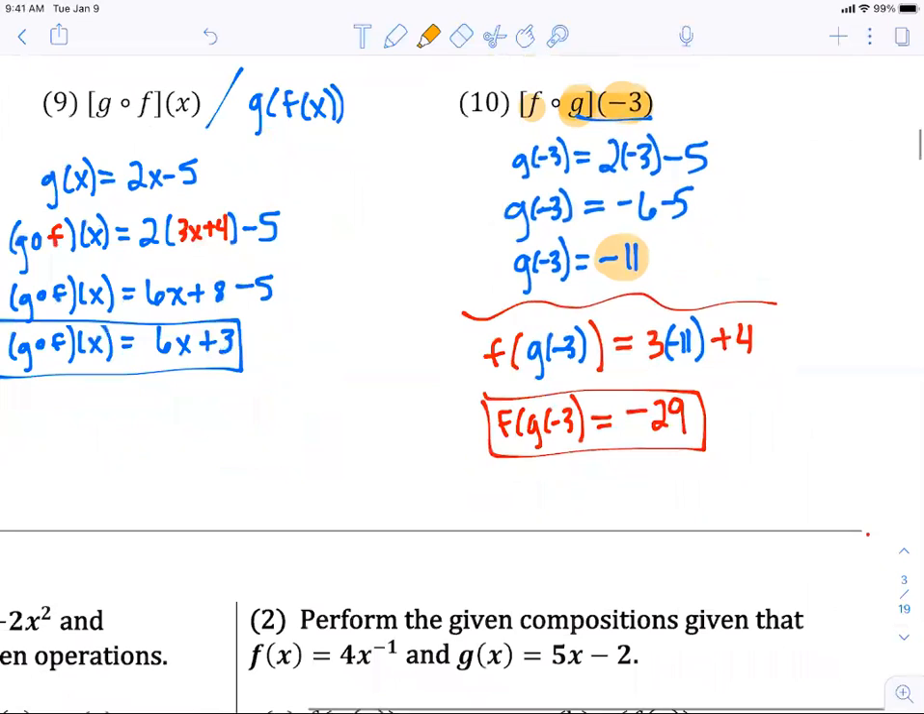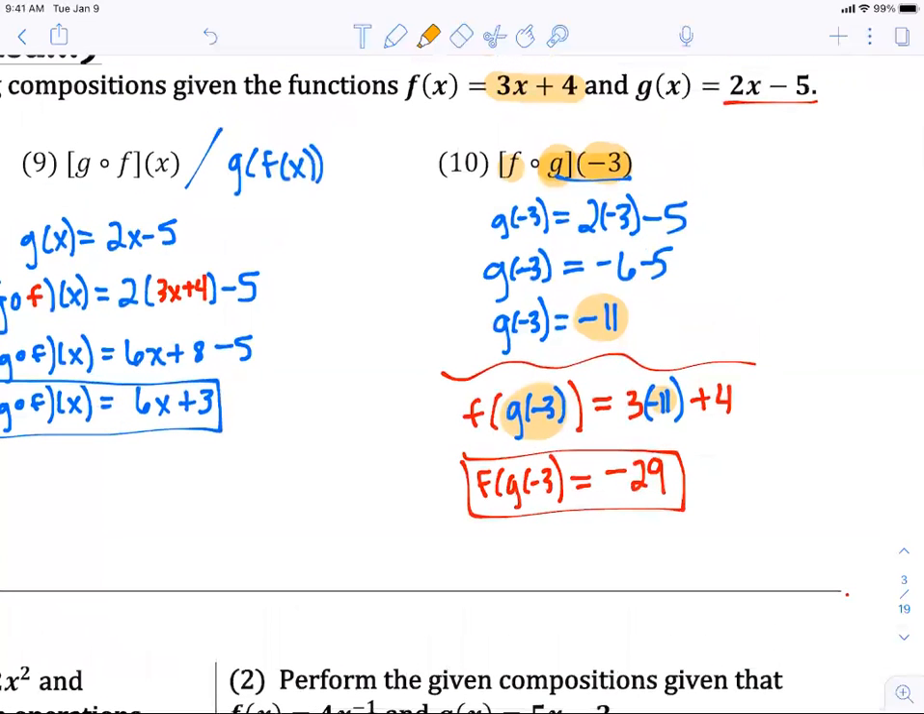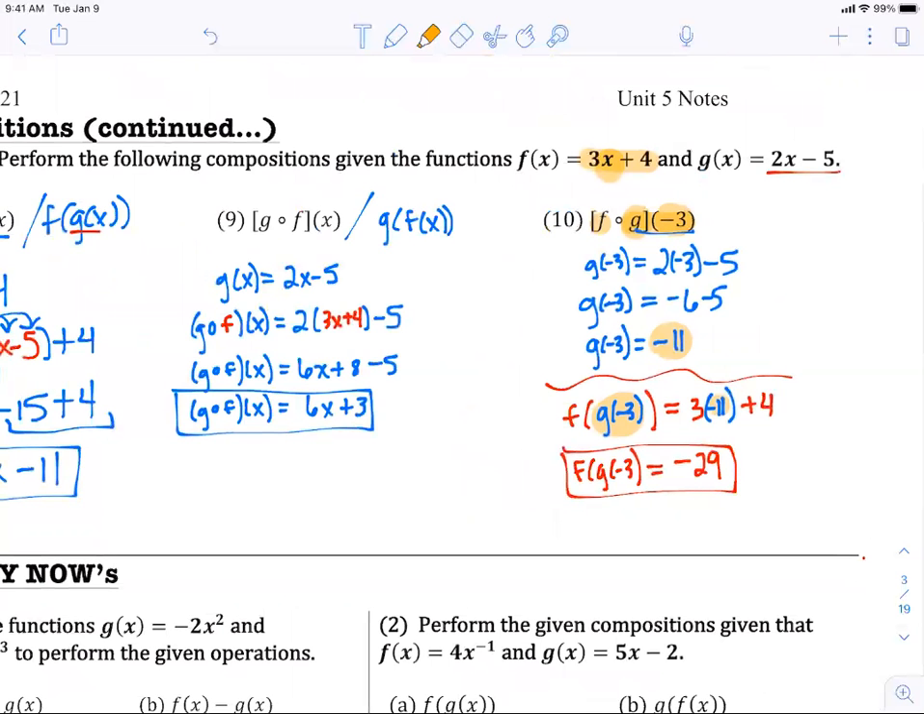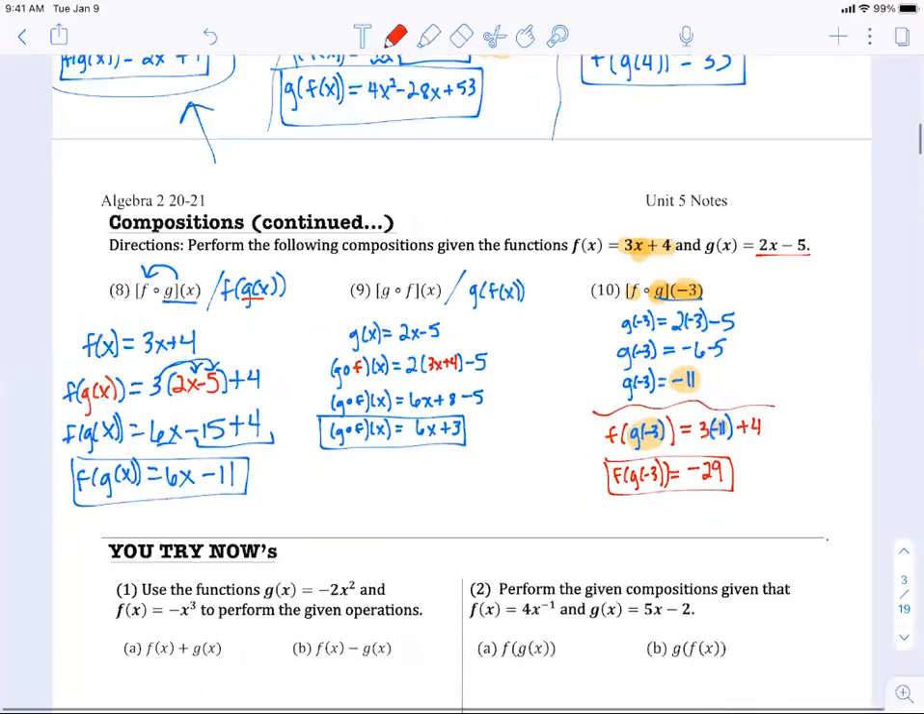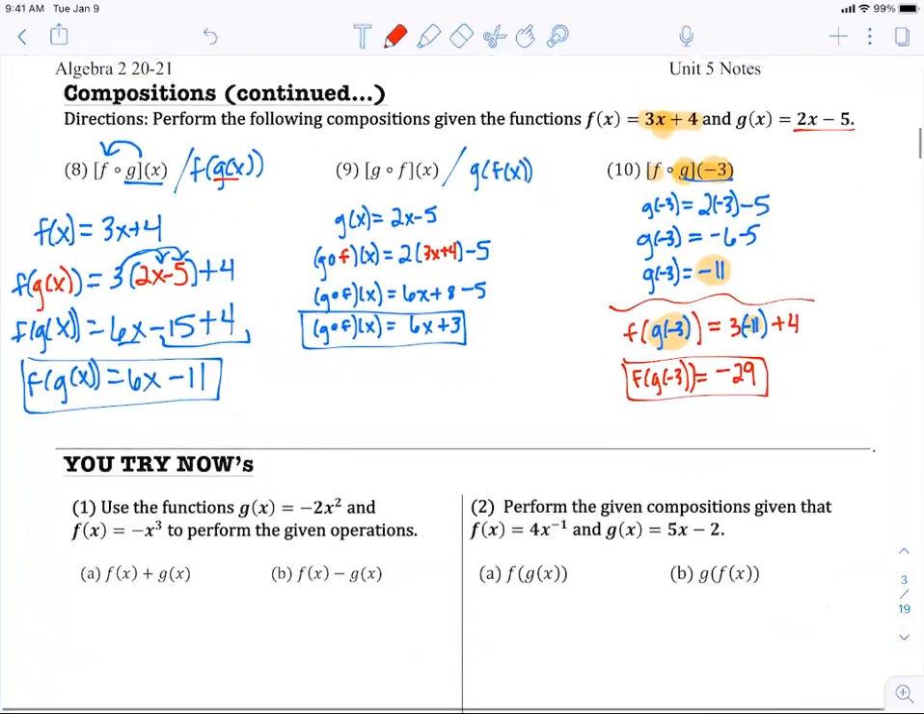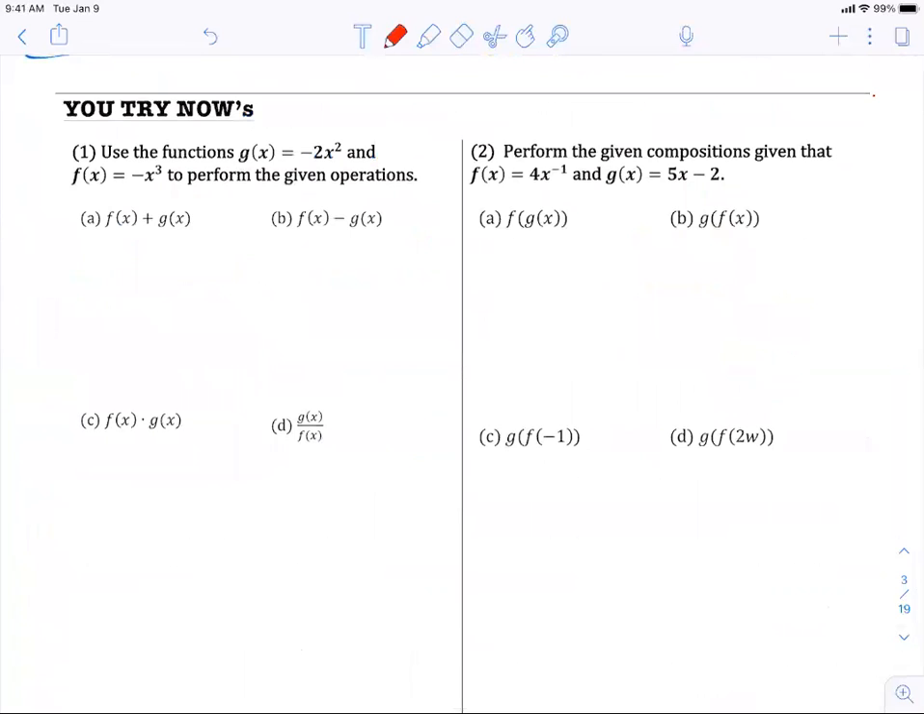So if that's what g of negative 3 equals, then whatever g of negative 3 equals gets plugged in for x in the f function. So f is 3x plus 4. We plug that negative 11 in for x, and we simplify to get f of g of negative 3 equals negative 29. So at the bottom of your page right now, there are some extra problems if you want to go ahead and try them. But if you're feeling pretty good, then you can move on and start working on the homework now.